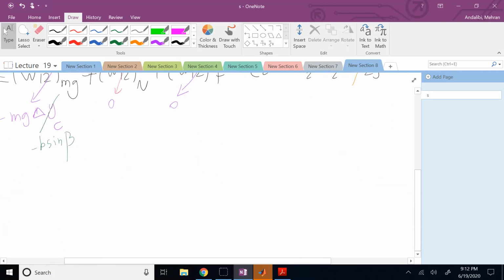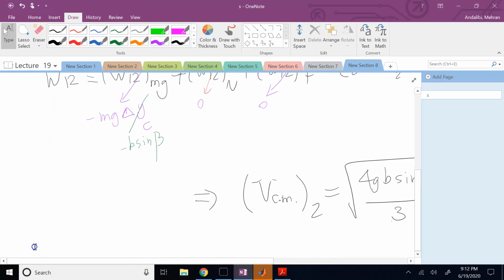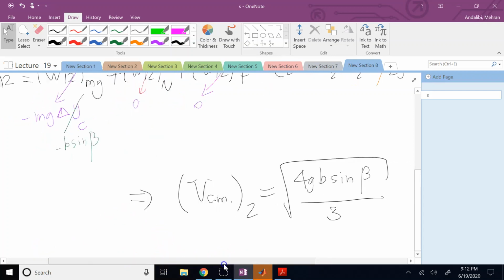If you solve for that single unknown, you're going to see that V of the centroid in position 2 is going to be the square root of 4gb times sine beta divided by 3. There we go. Problem solved. Okay, so that's how we solve this problem.